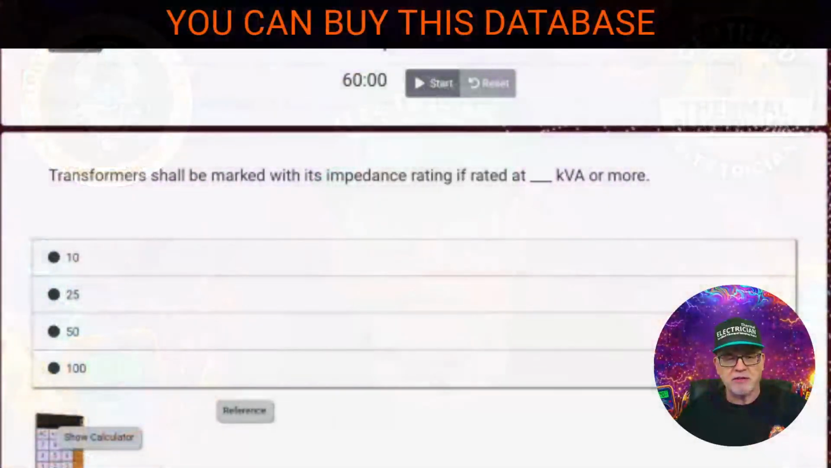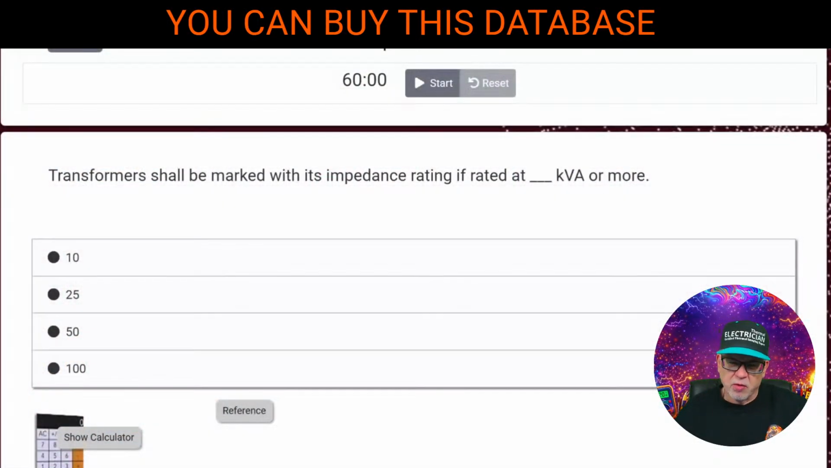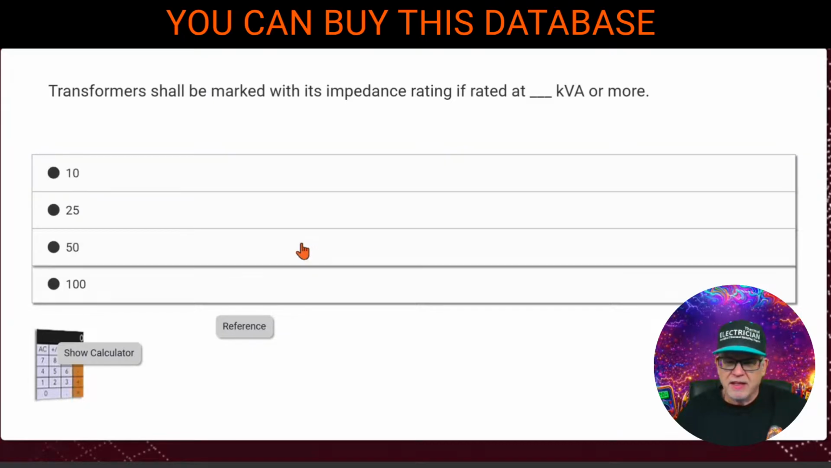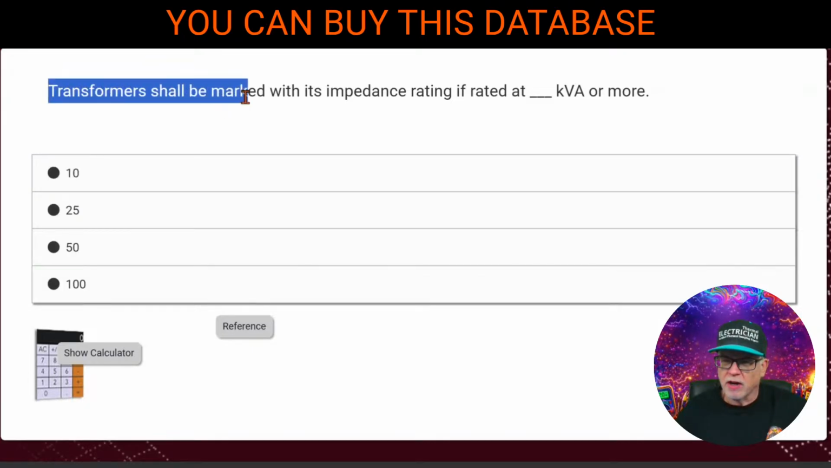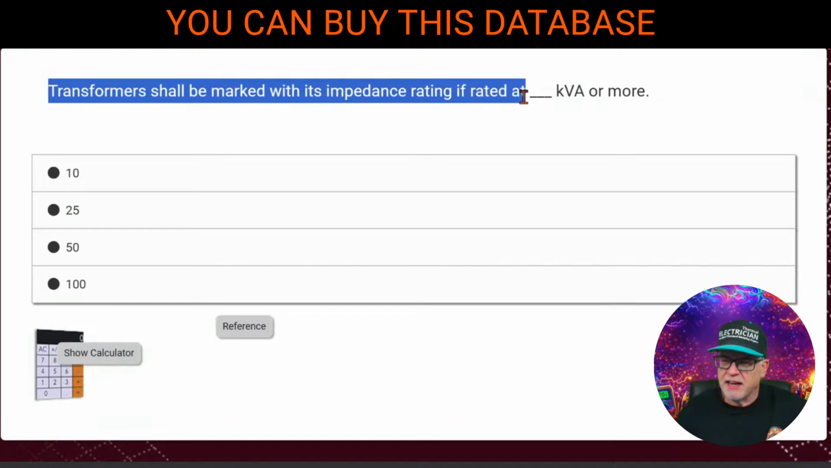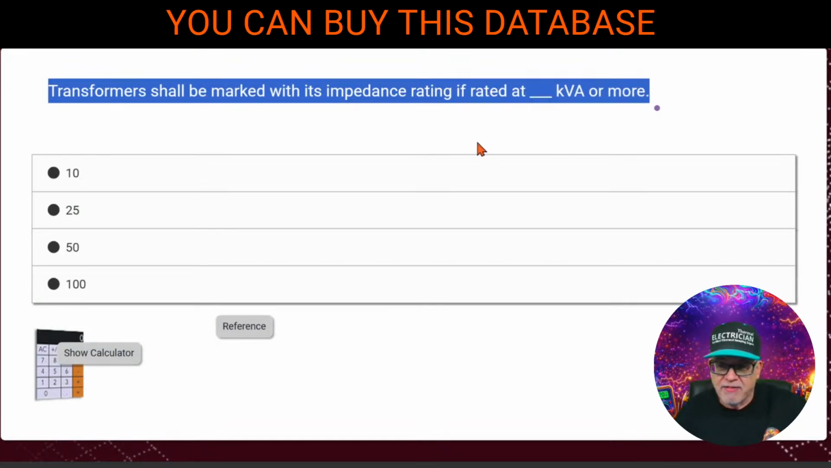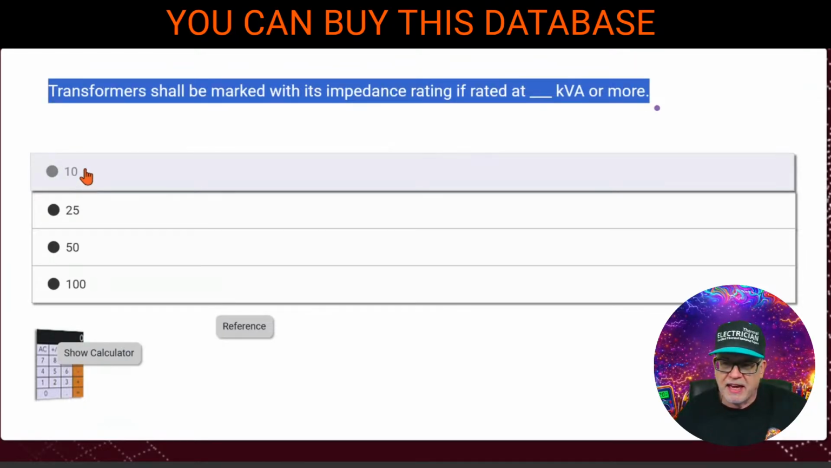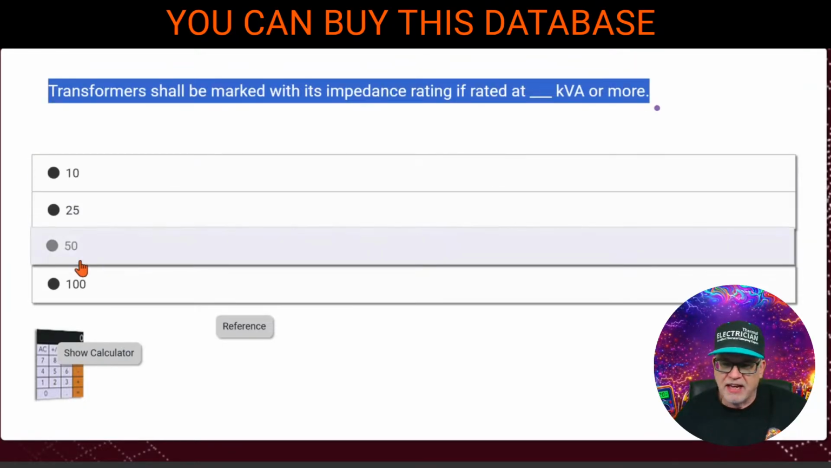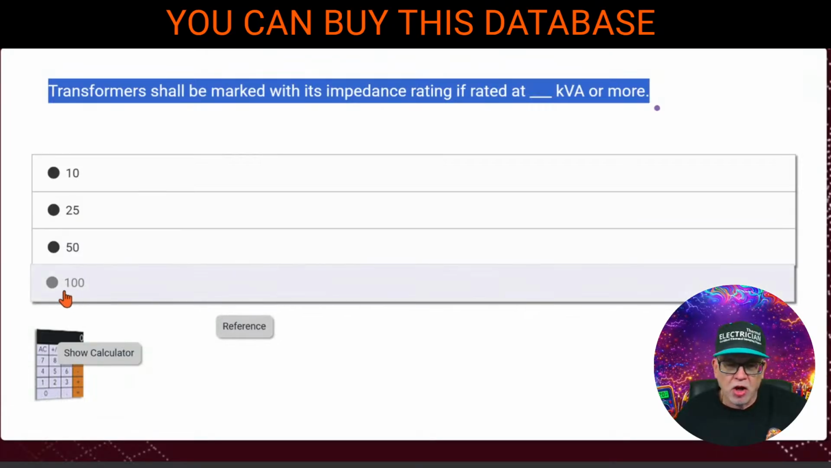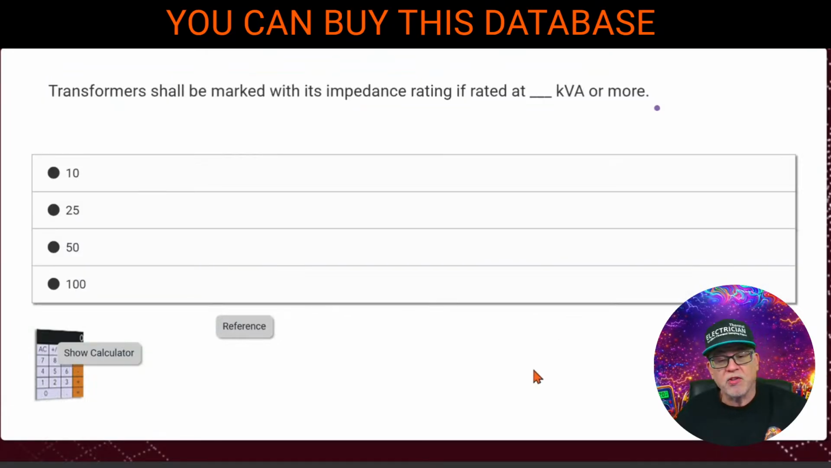All right, so let's look at some questions here. This question says: Transformers shall be marked with its impedance rating if the rating is blank kVA or more. So if it's at blank kVA or more, it's going to have to be marked with this impedance rating. Is it 15 kVA, 25 kVA, 50 kVA, or 100 kVA? Which is it?